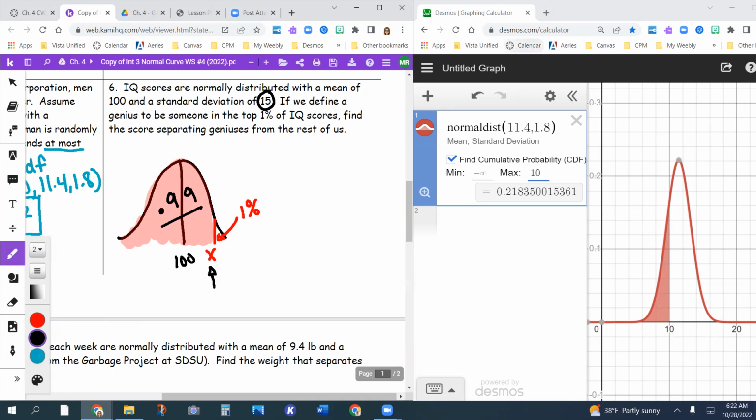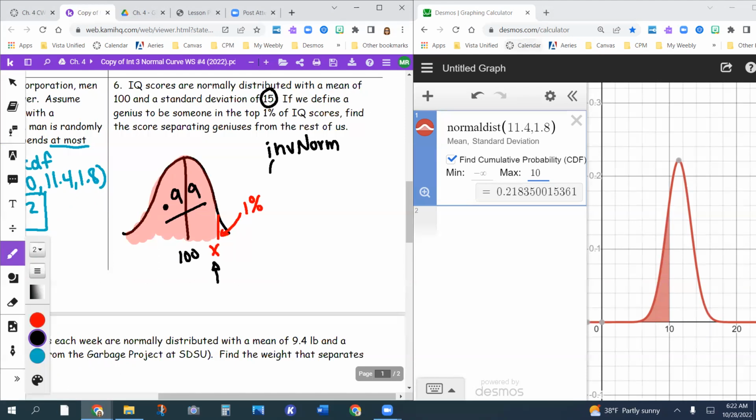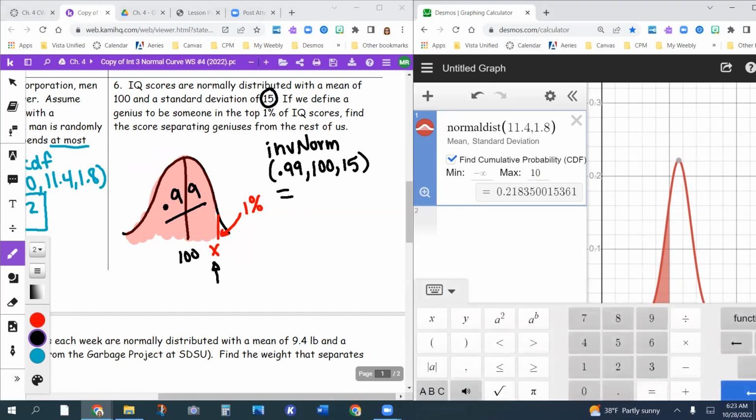And I want the value that gives us that. So this is going to be an inverse norm. For the inverse norm, we give the area, which is 0.99, the mean, which is 100, and the standard deviation, which is 15. That's what you would type into the graphing calculators.